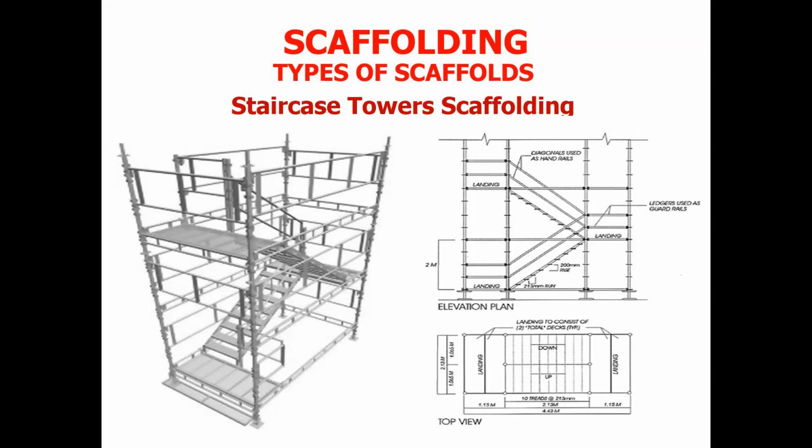If you look closely, you will see that just like the other ones, it has the standards, it has the ledgers, and then the diagonal members. They are used as handrails, while the ledgers, like you can see here, are the ones that are used as guardrails, just to hold somebody, to prevent somebody from falling off.